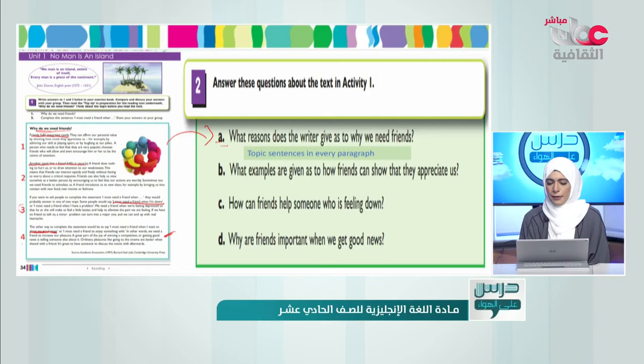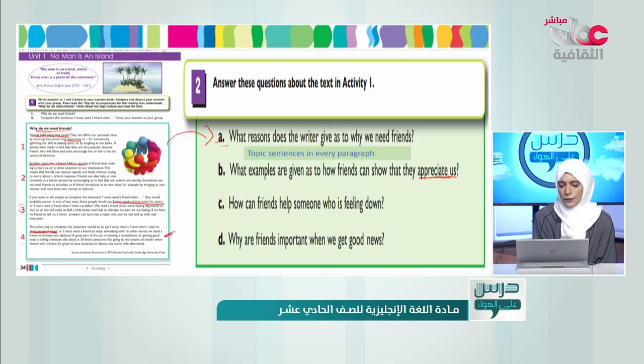Look at B. What examples are given as to how friends can show that they appreciate us? Look at the keyword, which is appreciating someone. Appreciate us. Where can we find such a phrase? We try to find the phrase to link the answer. We're trying to connect the keyword to the text. You can find appreciate in paragraph number 1, line 2. Appreciate us, for example, by admiring our skill at playing sport.